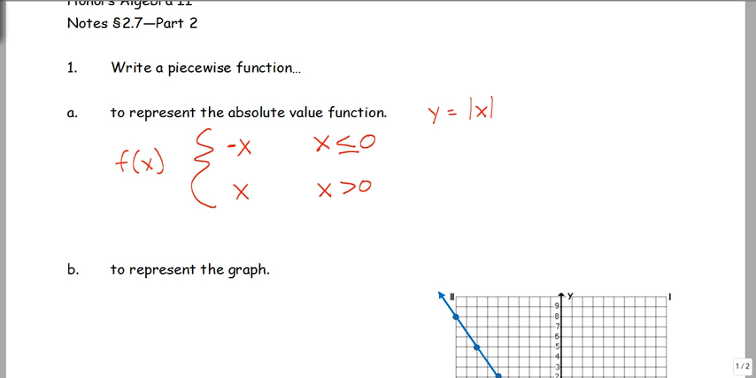Don't worry too much about that. I just wanted to talk about it to show you that you can write absolute value functions in pieces instead. It's almost like saying this first piece, negative x, is this line here. The second piece is x, and that gives you your full absolute value function. So this was your green piece, and this is your blue piece.